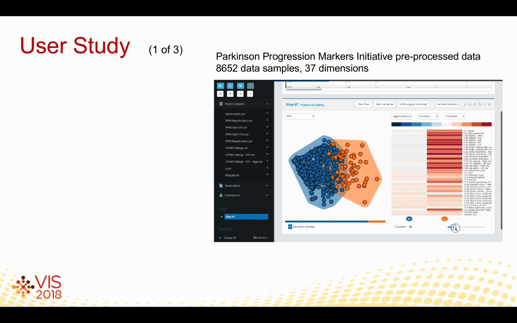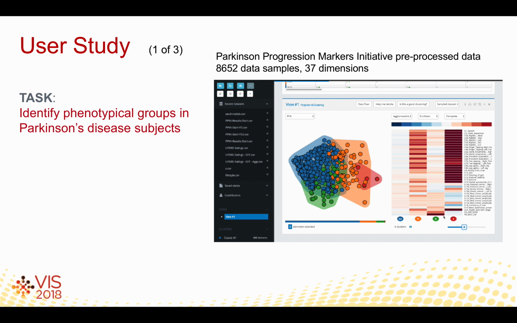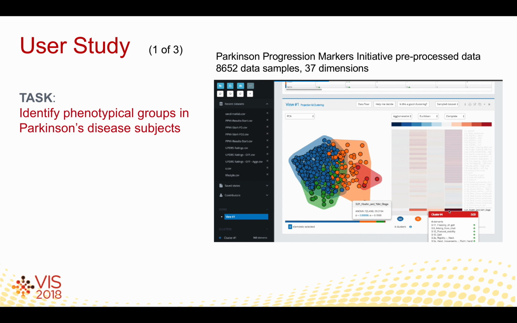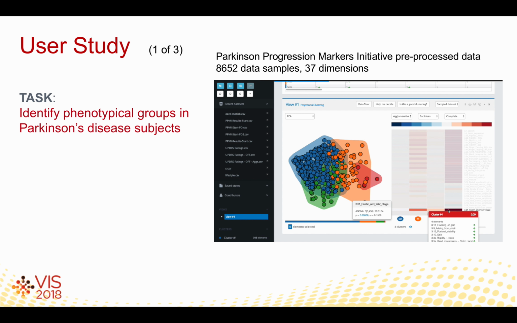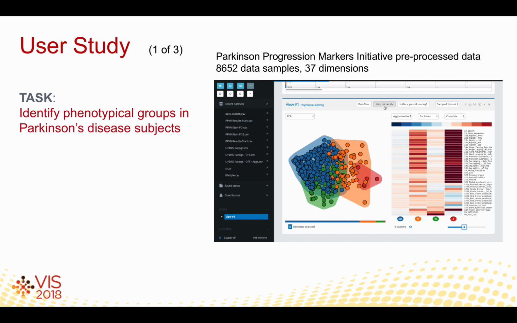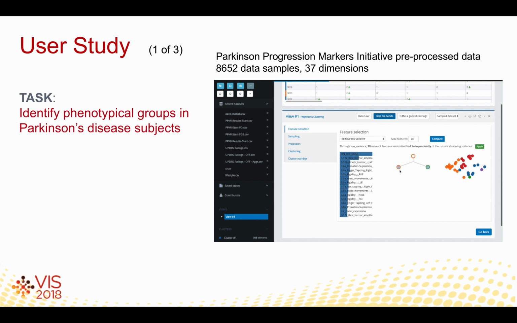A very interesting user study we did involves a very researchy and open-oriented task. That is, can you use a data set of symptoms of Parkinson's for 8,000 people over 37 dimensions that are pretty much measures of signs and symptoms of Parkinson's, and ask and answer the question, can you identify different phenotypes in people with Parkinson's disease?